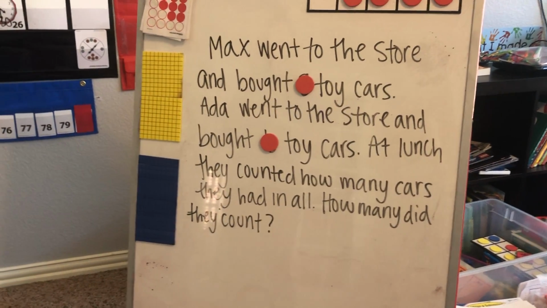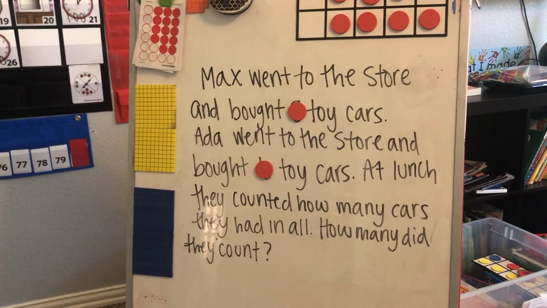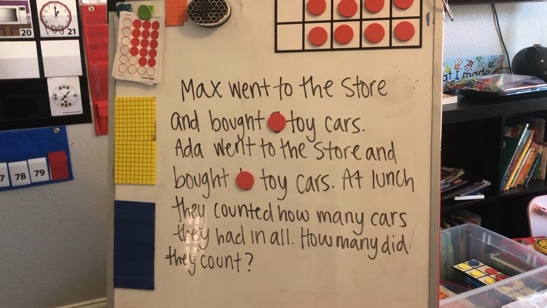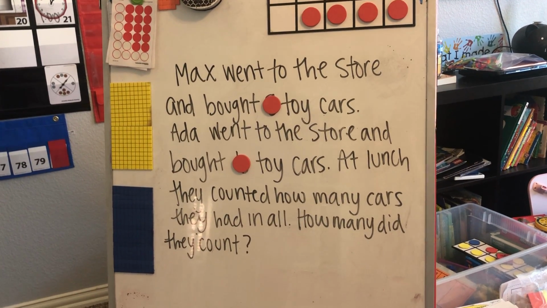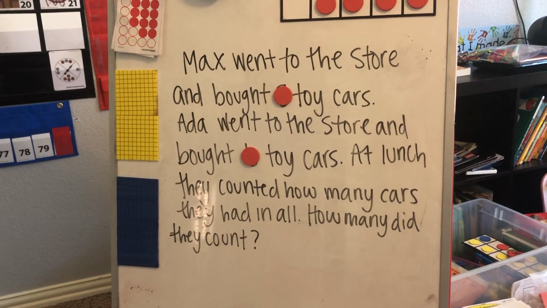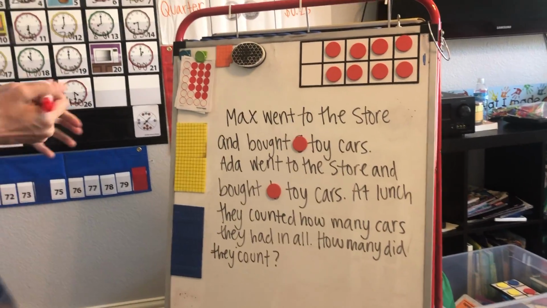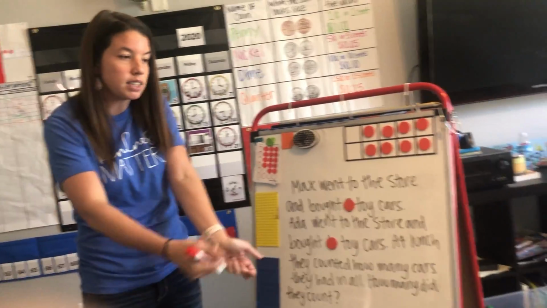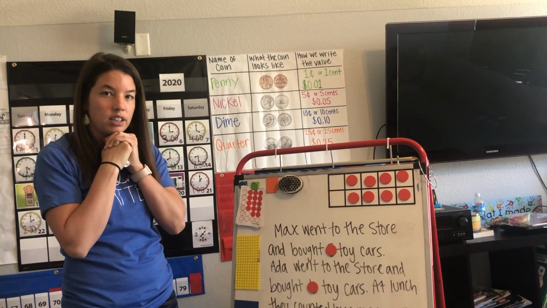So when we're reading a story problem, remember the first step, we want to visualize it in our head. So I want us to picture Max going to the grocery store or to the mall, and he's buying some toy cars. He's picking out the green ones and the blue ones because he loves green and blue toy cars. And then Otto went to the grocery store and she was like, I want to buy some toy cars. So she picked out some toy cars. And then at lunch, they both brought their toy cars to the lunch table and they put them on the table and they counted how many they had together.